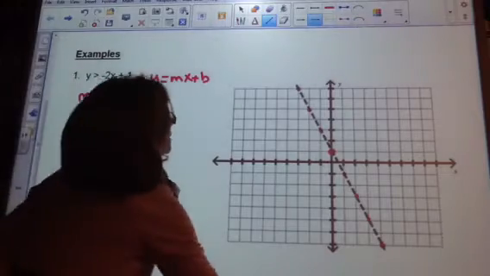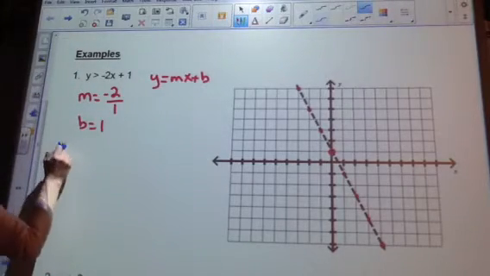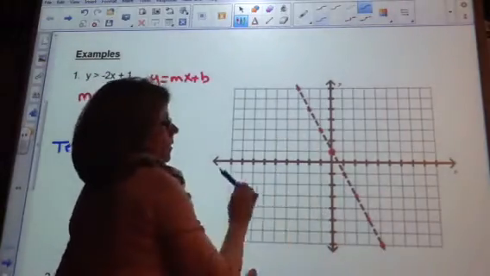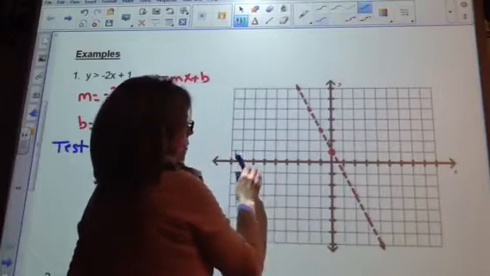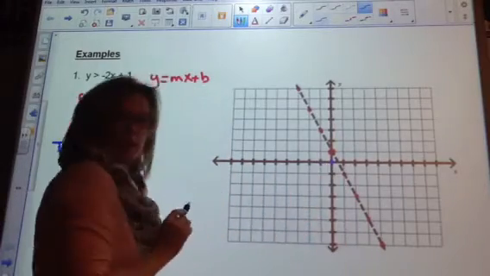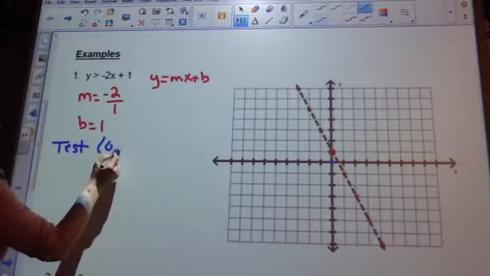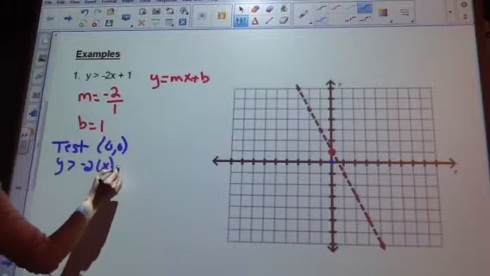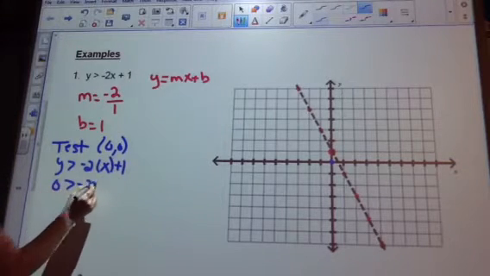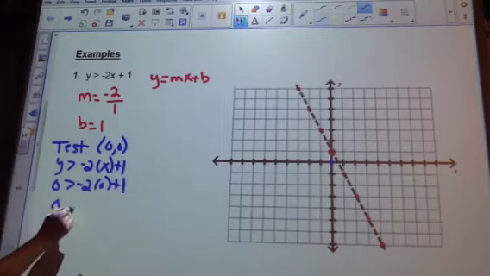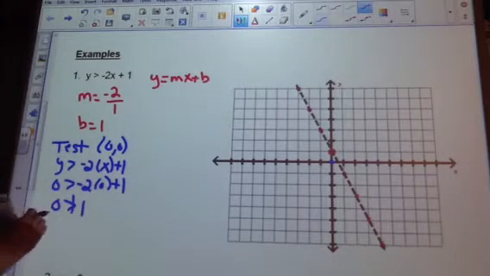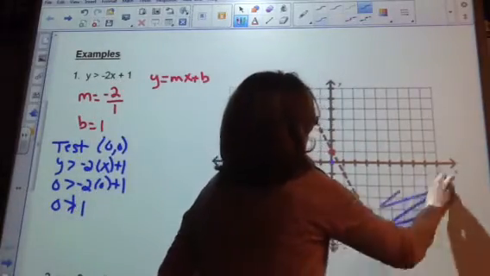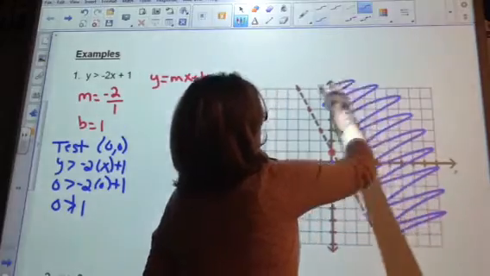Okay, so let's test some points here. Okay, so we've got to decide if the solution is to the left of this line or to the right of this line. So let's go to the left first. Here's an easy point to test, our origin, which is 0, 0. So with our inequality, we're going to substitute in for x and y. Is 0 greater than 1? No. So, this is not your solution set. Your solution set goes to the right of that line.